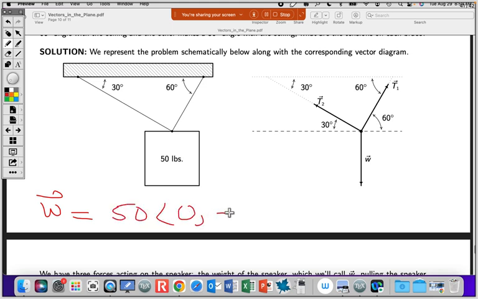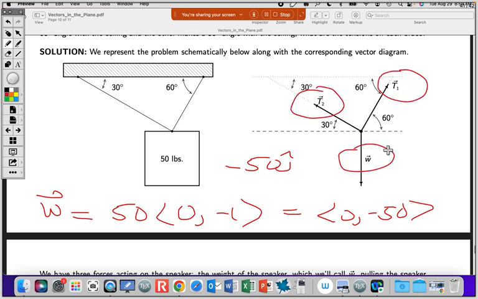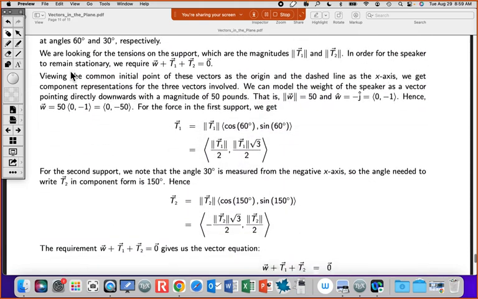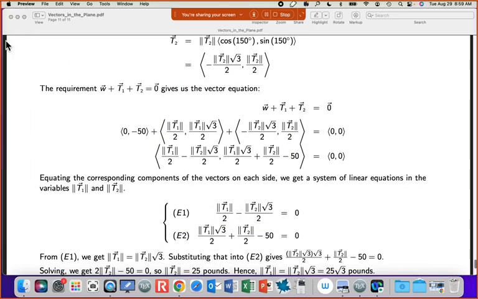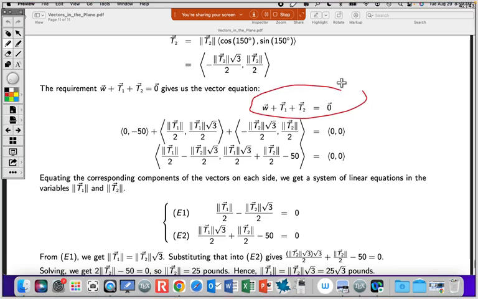Well, it's directly down, 0, minus 1. Or think of it as minus 50 j hat if you want. 0, minus 50. So if I add up T1, T2, and W, it should be 0. So that's the physics principle here. And how do we add vectors? We add them component-wise. So here are the vectors, and now we add them component-wise.